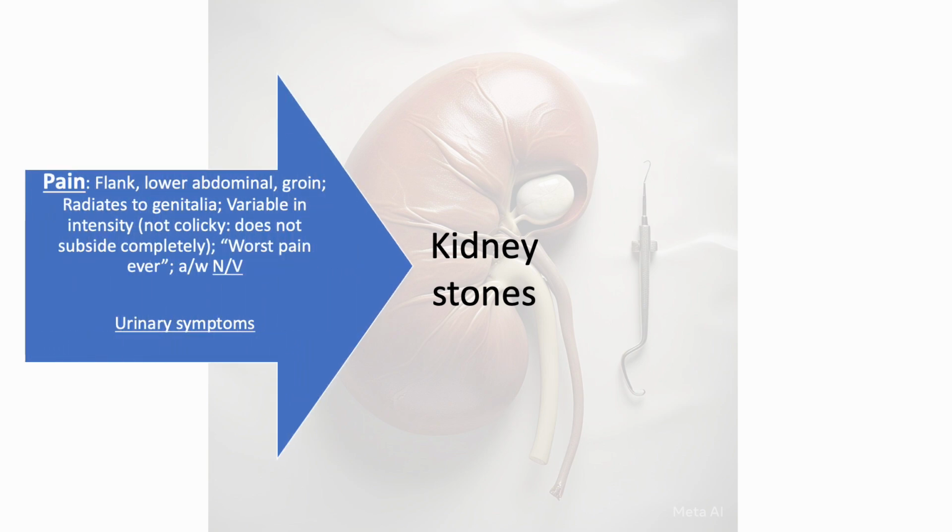So again, really quick, the pain of kidney stone is usually in the flank, right or left, depending on the site of the stone, but it can be in the lower abdomen as well, in the groin area, and it might radiate to the genitalia, depending really on the location of the stone. Is it closer to the bladder, or is it closer to the kidneys and pelvis? So it can be variable in intensity.